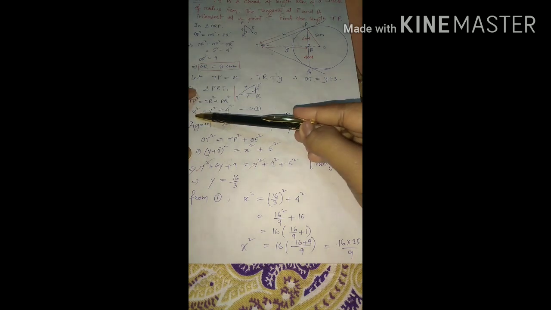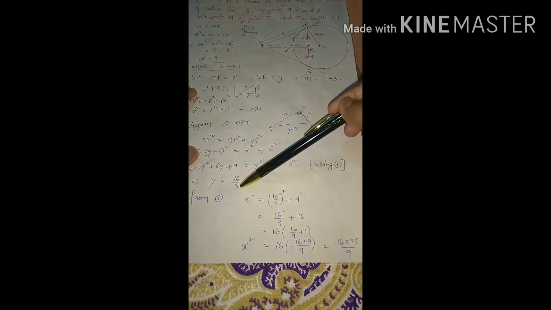Now we put this y value in equation number 1. Here x square equals y square plus 4 square, and in this equation we have to put the value of y. So y equals 16/3. Why do we put this 16/3 here? Because we need the length of TP, is it not? The TP length is what we need according to our question. So we put the y value there: (16/3) whole square plus 4 square.